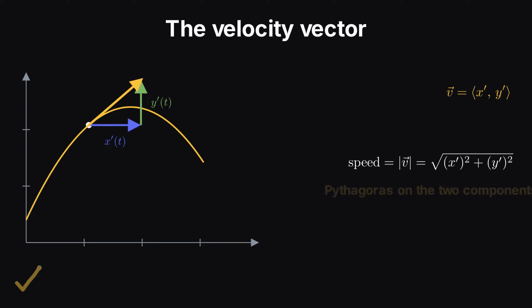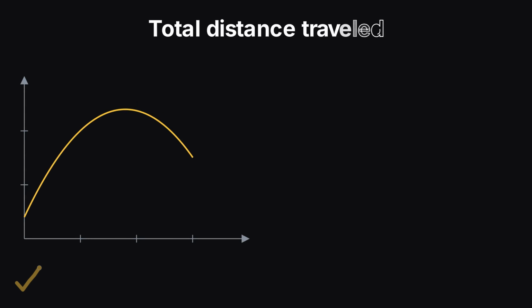Speed is different from velocity. Speed is just how fast, ignoring direction. It's the length of the velocity vector. By the Pythagorean theorem on the two components, speed equals the square root of x prime squared plus y prime squared. And total distance traveled?